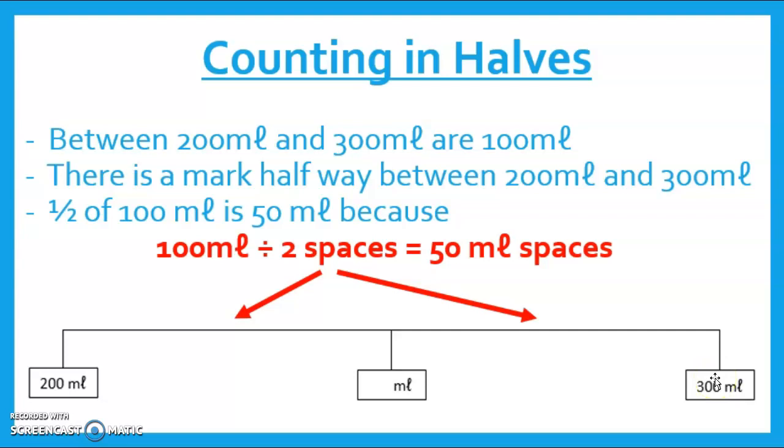Halfway between 200 and 300 milliliters, there is a marking exactly halfway between the two. Now, if we take 100 milliliters, there it is over there, and we divide it by these two spaces, we are going to get 50 milliliters per space. So this space over here represents 50 milliliters. Therefore, this measurement here is going to be 250 milliliters. Plus another 50 will give us 300 milliliters.